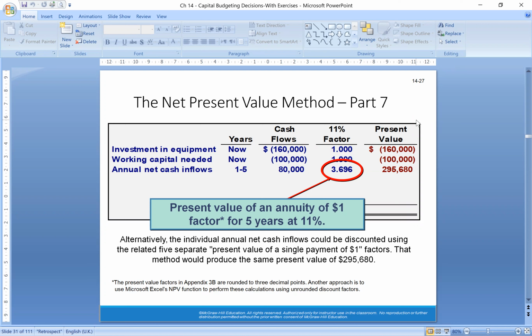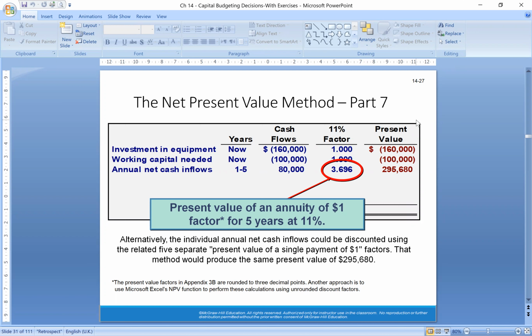At 11%, we have a factor of 3.696. Which table, by the way, 1 or 2? Table 2, because we are talking about an annuity, which is the second table. The first table was talking about one amount to be received after 5 years. Table 2 is talking about an annuity, which is more than one amount to be received in the future.